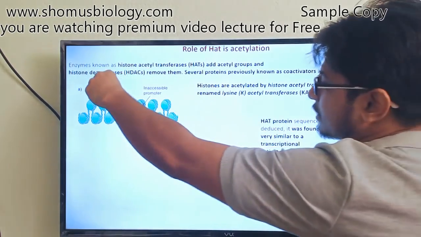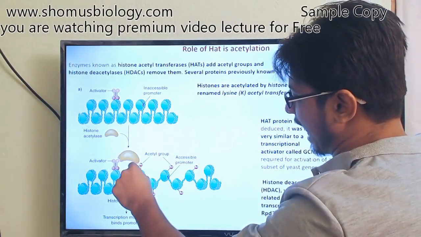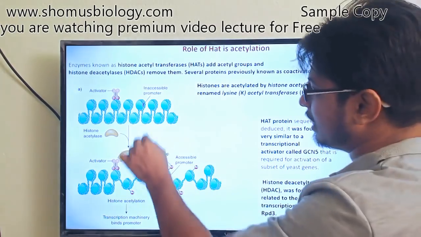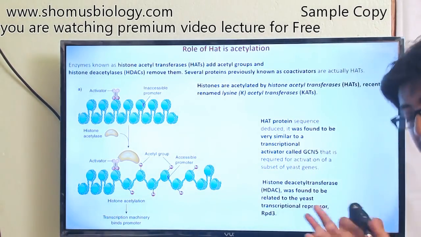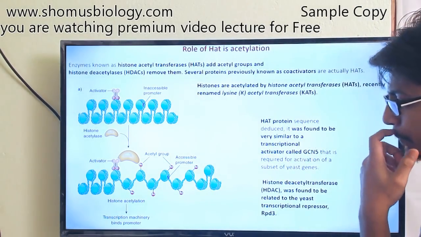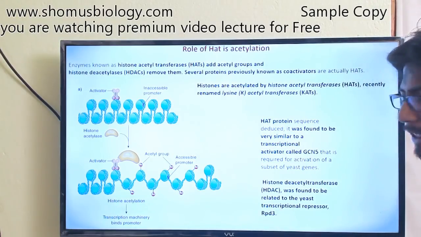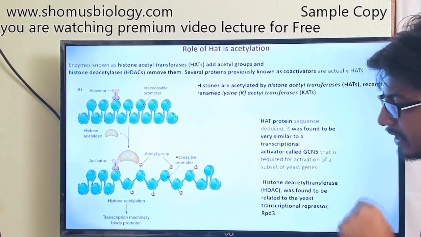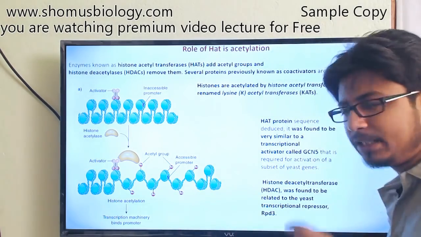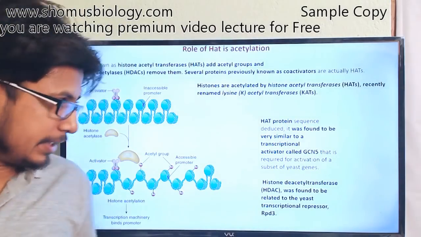While the activator is associated, it will allow the histone acetylase enzyme to act. And when histone acetylase acetylates the lysine residues of the histone tails, that causes unwrapping of the DNA from the histone. It makes the DNA structure a little loosened from the histone octamer. As a result, the transcription machinery can bind to the promoter and initiate the process of transcription.